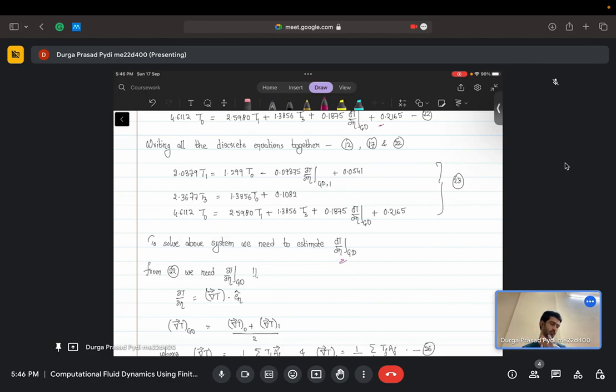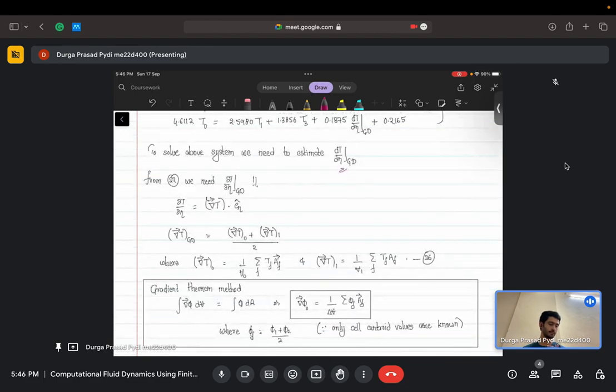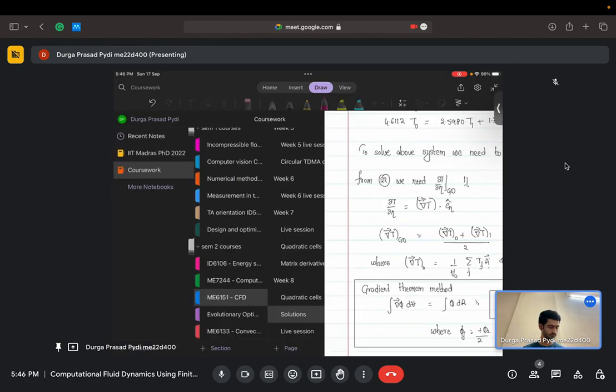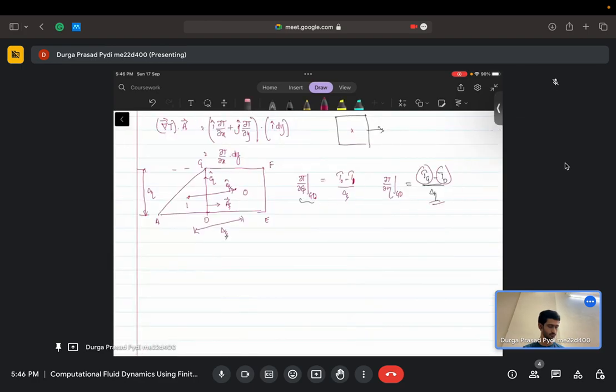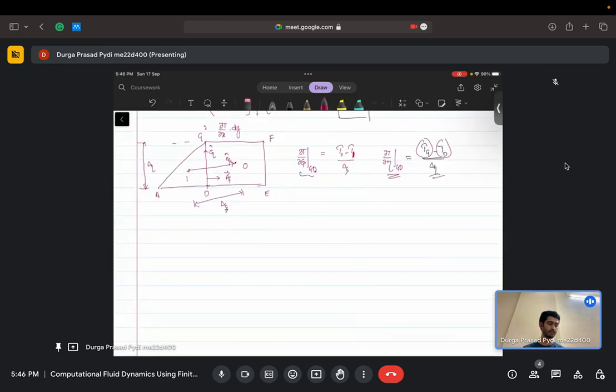There are two ways to get this. One is a gradient based approach and the other is a least squares method. We will be solving using the gradient based method. The idea here, in the gradient theorem, is that our objective is to find del T del eta, but instead what we do is estimate the gradient of T, and from there the gradient of T dot eta hat should give me del T del eta.